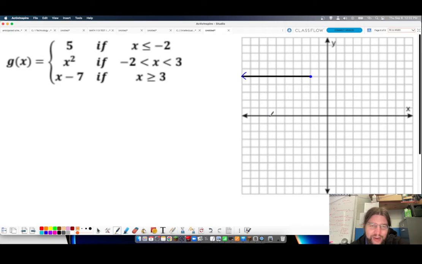Next, we need to evaluate our endpoints. Plug in -2, we get 4. Plug in 3, we get 9. So I have the ordered pair -2, 4, 3, 9. Both of these are going to be open circles. -2, 1, 2, 3, 4. 3, 9, 1, 2, 3. 4, 5, 6, 7, 8, 9.